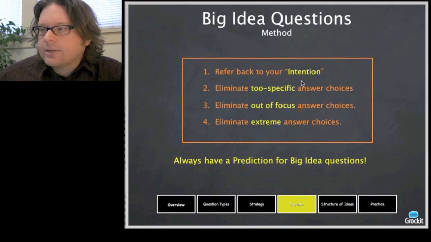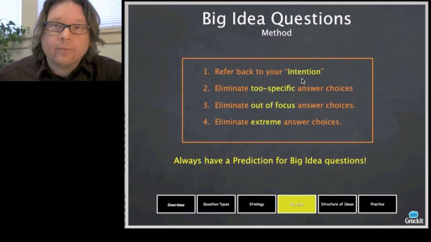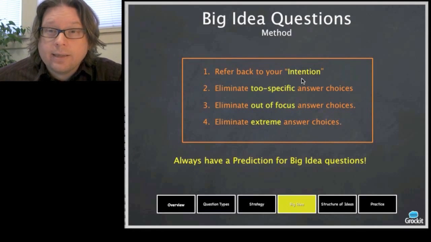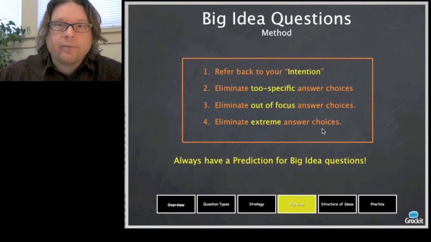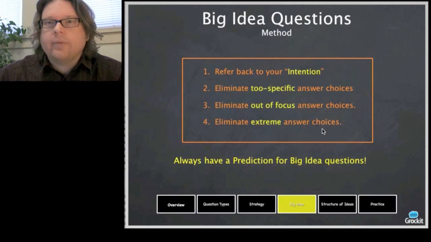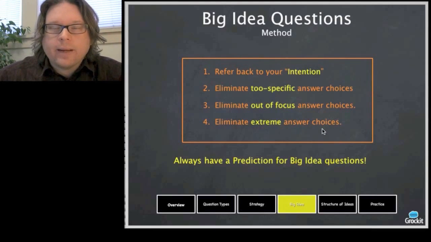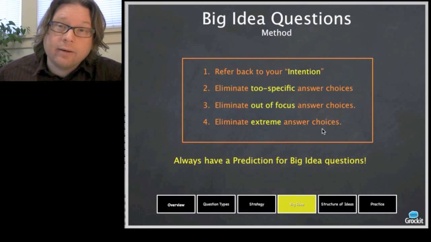And have a prediction. That's what your intention is, in a way. When you write down that intention, that's your prediction for what the big idea question answer will be. But rephrase it in your mind once you've read the whole passage. Have that prediction in mind when you're reading the answer choices. It makes you less likely to fall for traps.